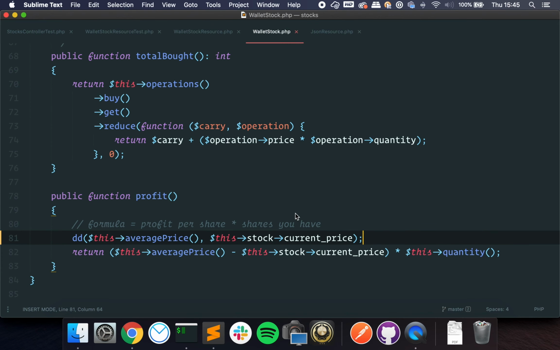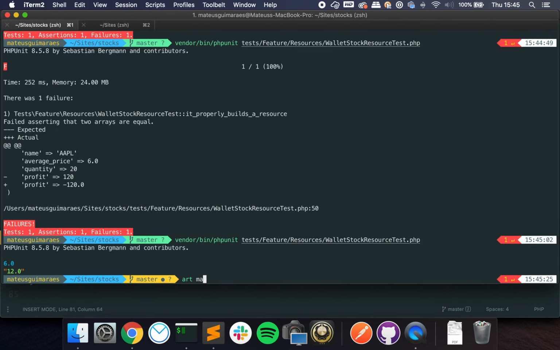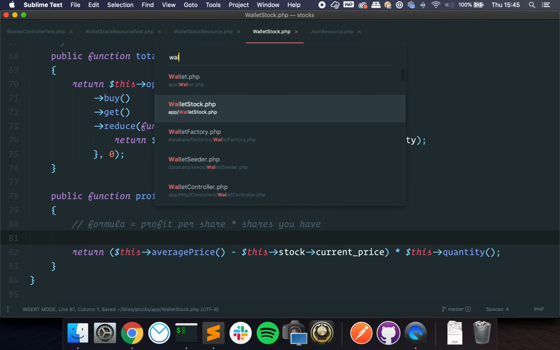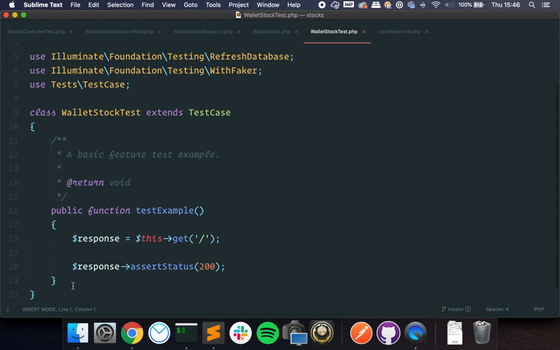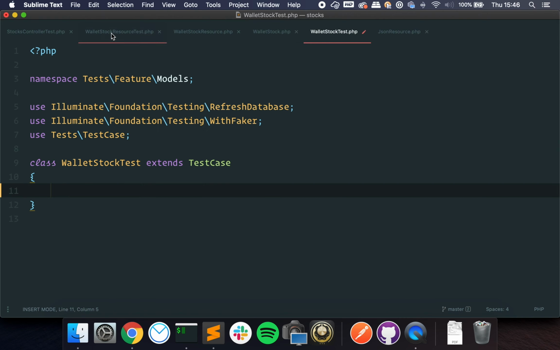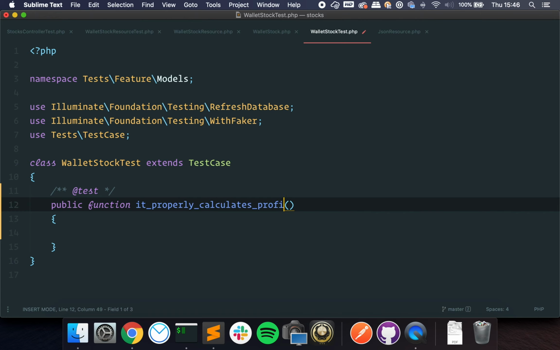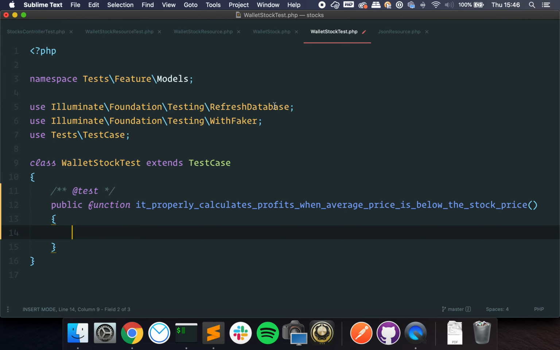Let's create another test. So let's do a wallet stock test. Models wallet stock test. Let's test this method separately. Get rid of this. So let's go to wallet stock test. I call this derived test. So we were working on the test for the wallet stock resource, and now we are working on the test for the wallet stock itself. So calculates profits when average price is below the stock price.